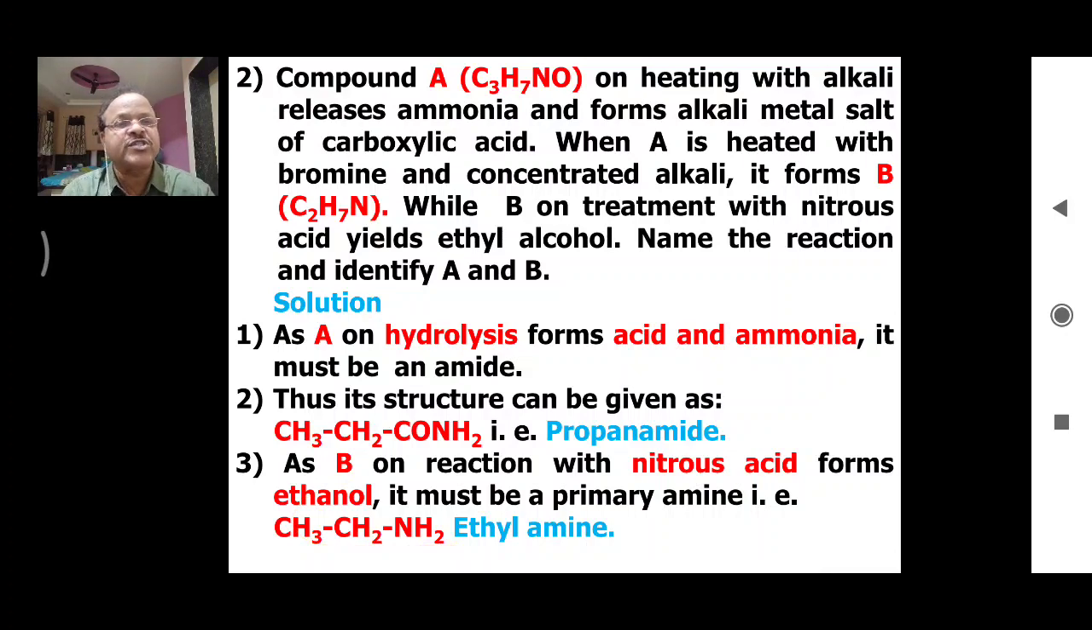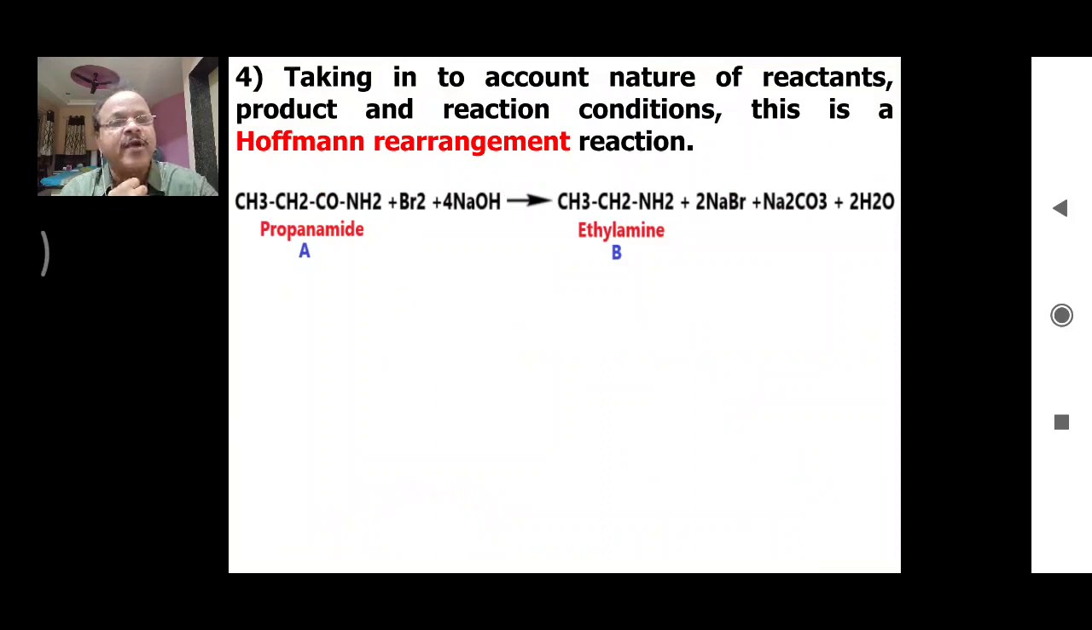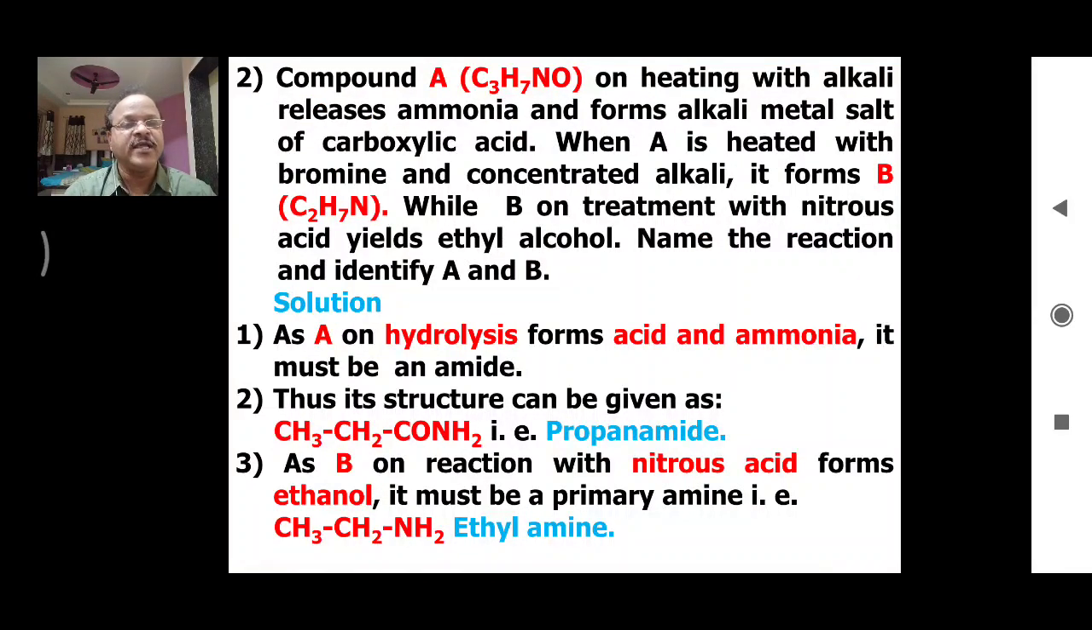Now once we know the structure of compound A, which is propanamide, and the structure of B, we can write the reaction, how it proceeds. A, when heated with bromine and concentrated alkali, gives B. So bromine and concentrated alkali are the reagents used in the Hofmann rearrangement reaction. So this problem is based on the Hofmann rearrangement reaction.